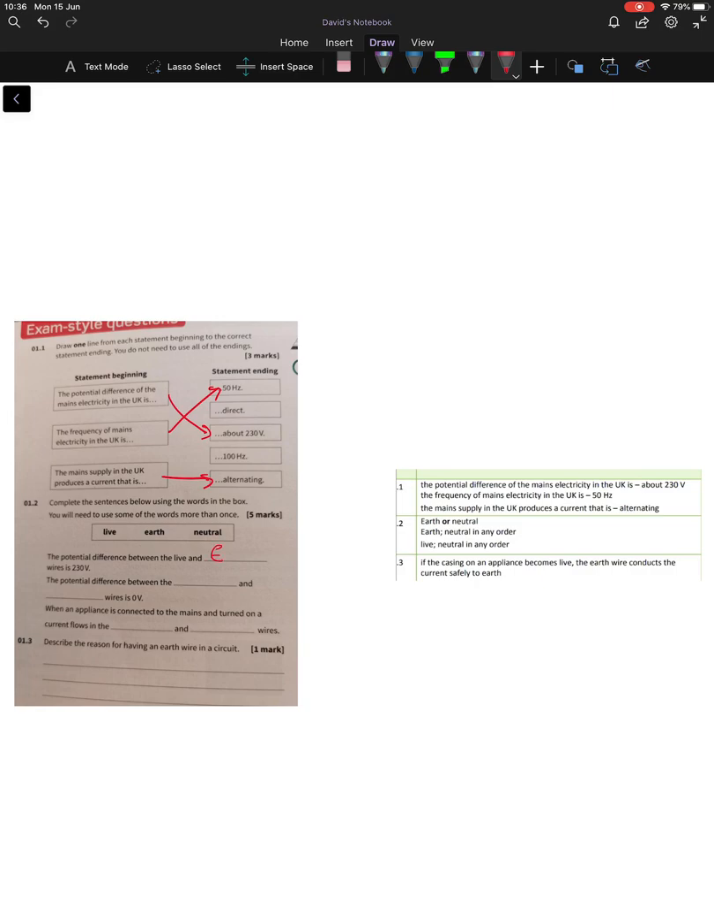So the potential difference between the live and earth or neutral, okay? Could be either. The potential difference between the earth and neutral wires is 0 volts. It doesn't matter which order they come in. When an appliance is connected to the mains and turned on, a current flows in the live and neutral wires.